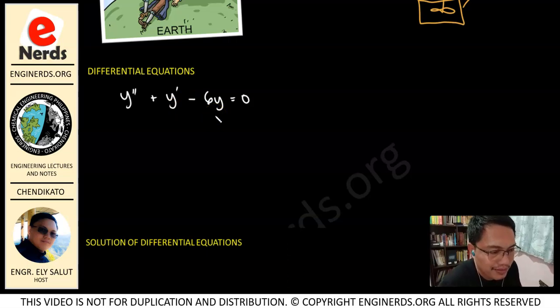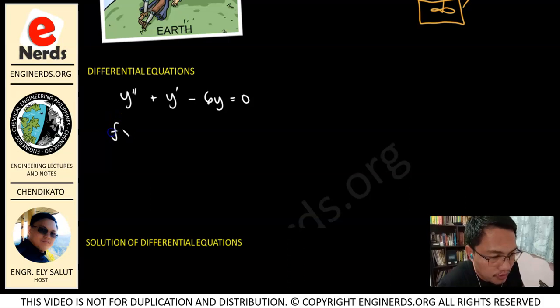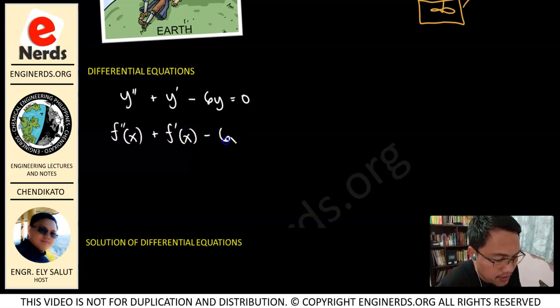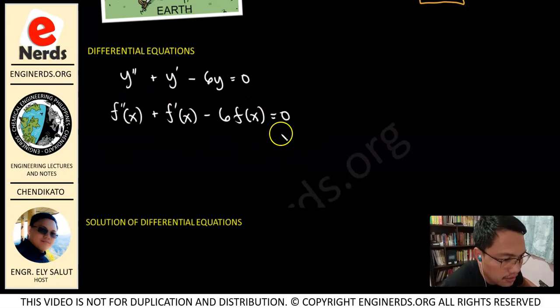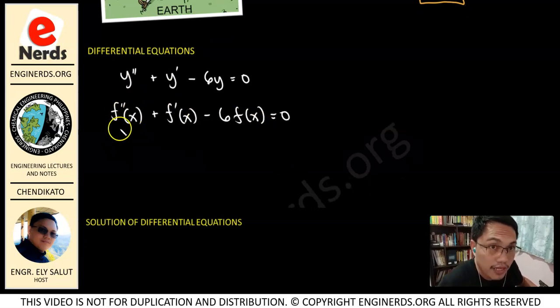We can also present this in function notation, no? Nalaman din natin yan sa differential calculus. So, we know that y is a function of x. We can also write this as f double prime of x plus f prime of x, then minus 6 f of x, which is equal to 0. Right? So, pwedeng ganitong form, pwede rin ganitong form. It's the same. This is still a differential equation. Okay? Dahil meron tayong derivative.